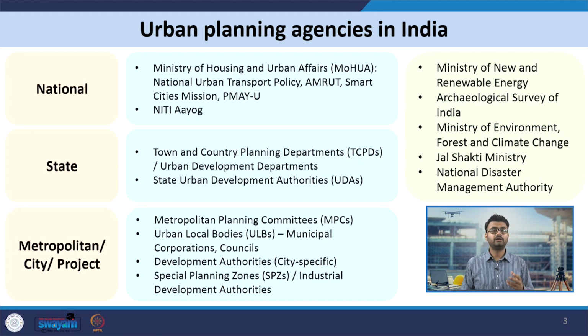Then at state level, there are town and country planning departments, there are urban development departments, and there are state urban development authorities. And at metropolitan or city level, there are metropolitan planning committees, there are urban local bodies such as municipal corporation and councils, and development authorities which are present in some specific cities. And if there is a specific project, then that also has its own urban planning. For example, for special planning zones or industrial development authorities. And these authorities of urban planning are supported by Ministry of New and Renewable Energy, Archaeological Survey of India, Ministry of Environment, Forest and Climate Change, Jal Shakti Ministry, and National Disaster Management Authority.